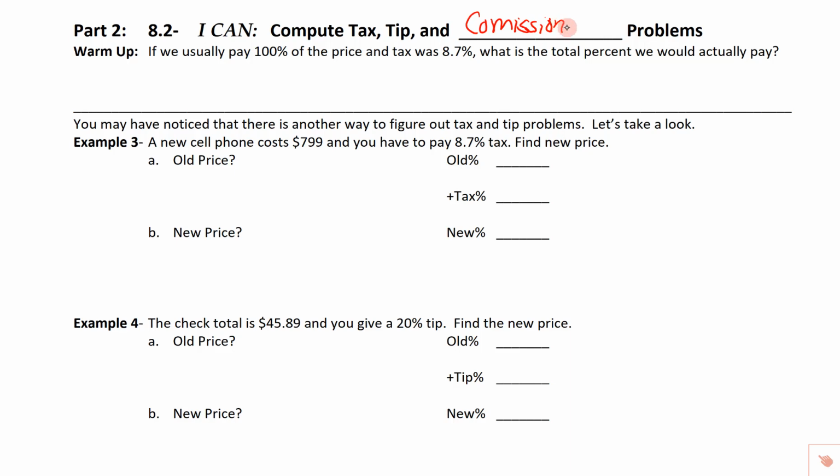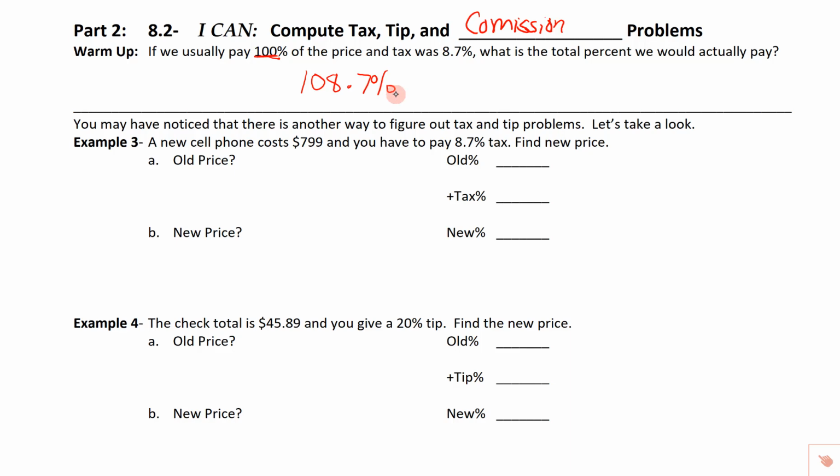The warm-up is just a review. It says if we usually pay 100% of the price and tax was 8.7%, what is the total percent we would actually pay? If you remember from part 1, to find the new price percentage, we take the original, which is 100%, plus the tax or tip, whatever it was, and add those together. So 100% plus 8.7% gives us our total percent of what we would actually pay, which is 108.7%.